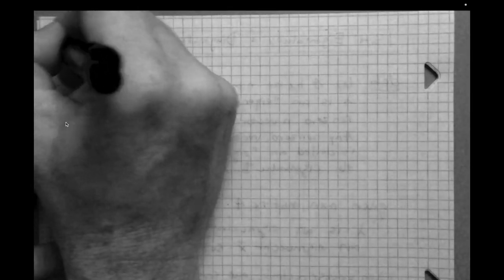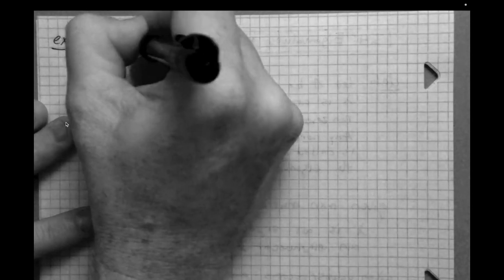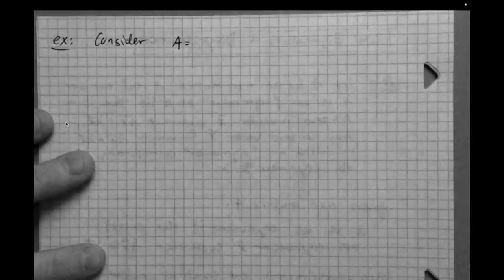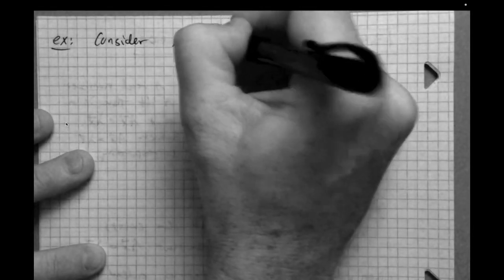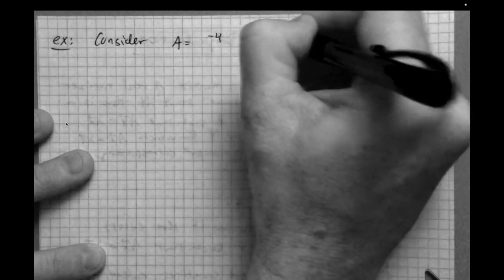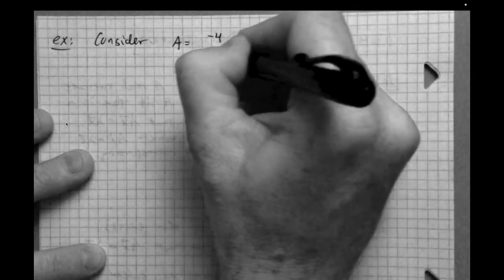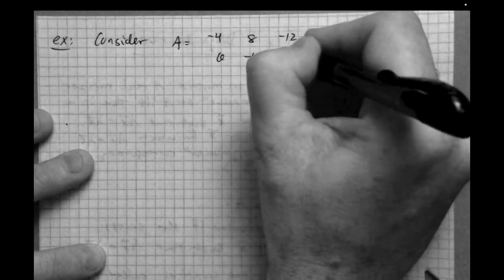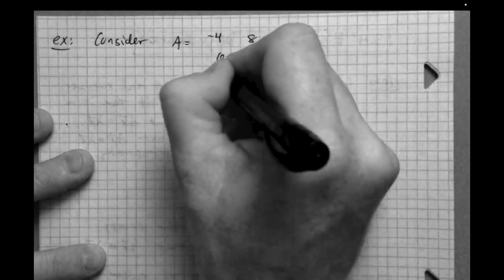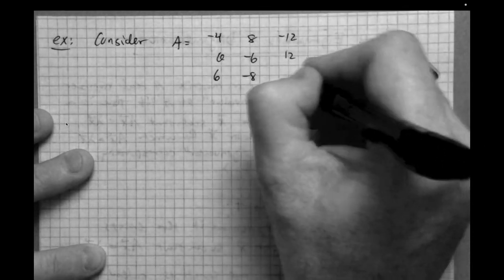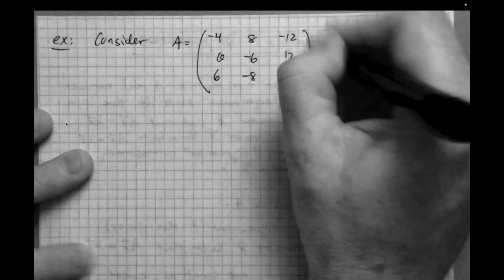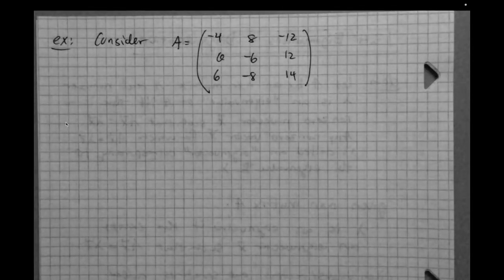Okay, all right. So let's do an example here. Let's talk through an example. We'll use this example throughout the lecture, so let's take our time, make sure we understand this. So consider a 3 by 3 matrix here, and we're going to say it's -4, 8, -12, and then 6, -6, 12, and then 6, -8, 14. Right? So that's going to be our 3 by 3 matrix.